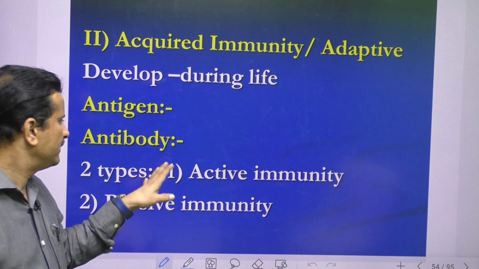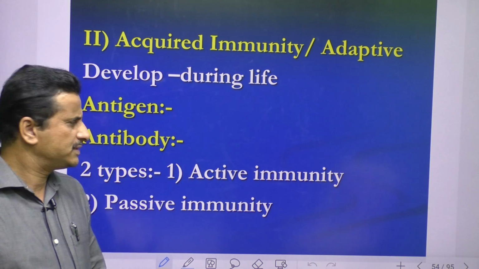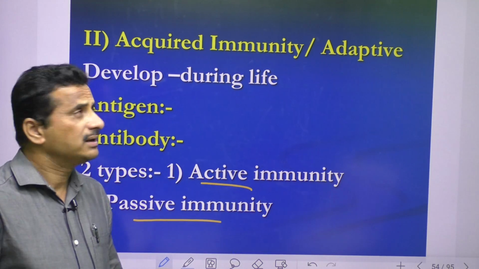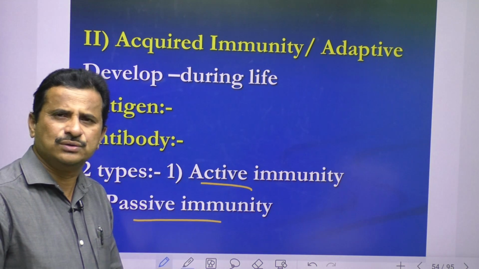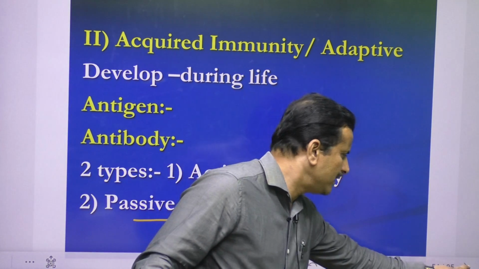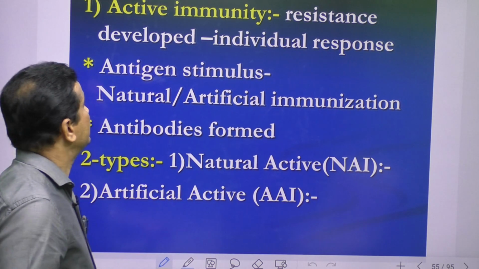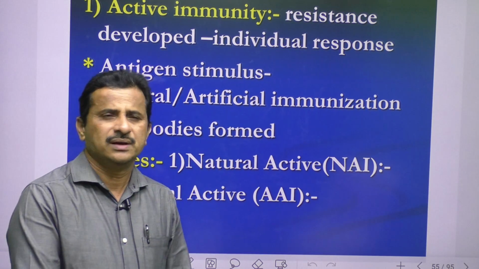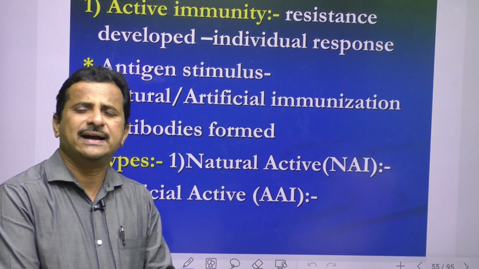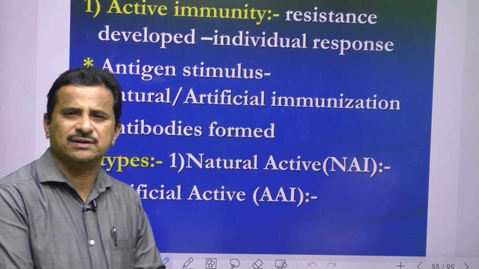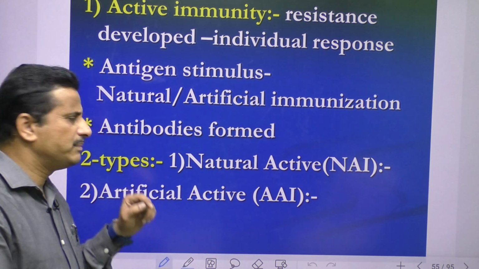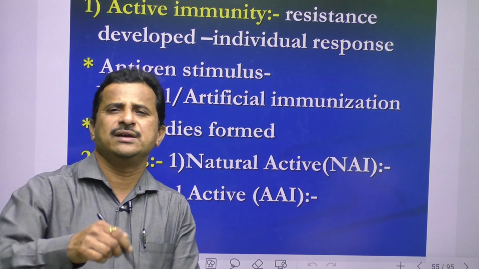Again there are two types of acquired immunity: active immunity and passive immunity. We will discuss these two in detail. First, active immunity. What happens here? When antigens enter, resistance develops. It is an individual response. In passive immunity, we are introducing antibodies.